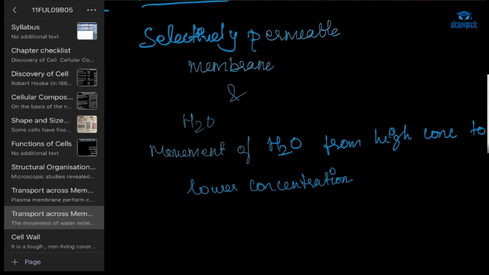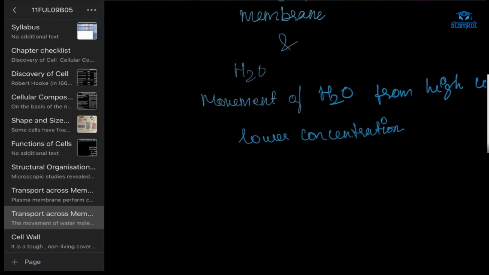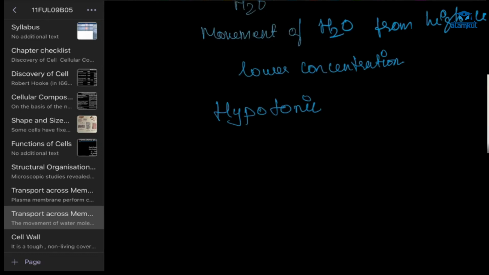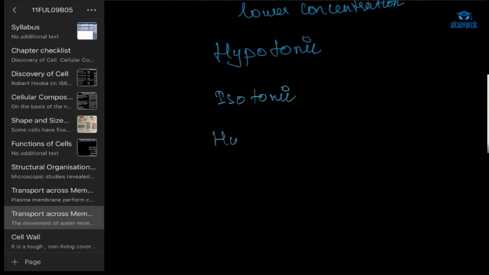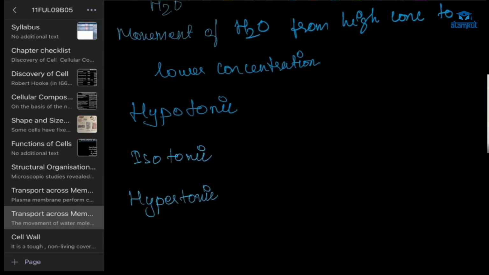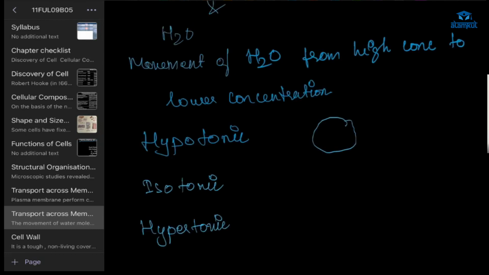There are three types of solution. What are those? I think you have studied this in chemistry, right? Diffusion and osmosis. Hypotonic, isotonic, and hypertonic. So in hypotonic, we have a cell. There is higher concentration of H2O outside the cell. So what will happen? Any guesses? Outside the cell there is more water concentration, so the water will move inside.